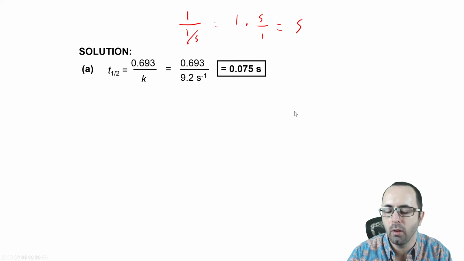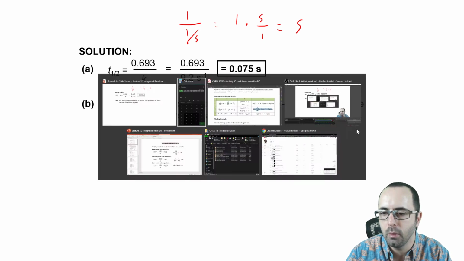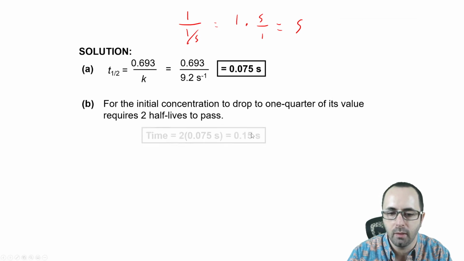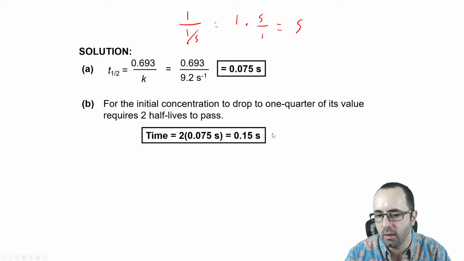So in order for the substance to go to 1/4 of its initial value, that means 2 half-lives must have passed. So this is 1 half-life. It will be 2 half-lives, so we multiply this times 2, and we get 0.150 seconds. 0.15 seconds to 2 sig figs.